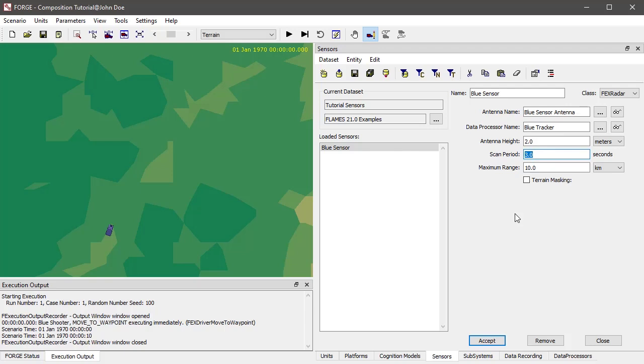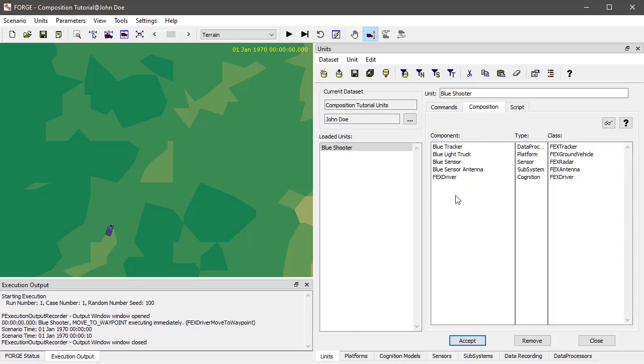What happens with those tracks that get formed by the data processor is they get stored in the data processor, and then a cognition model attached to the unit will go out and get those tracks and then use those tracks for making engagement decisions. And those tracks will also be sent via messages to other units. So we really can't see that yet because we don't have a cognition model on here that's even going to look at the sensor. Our ground vehicle driver doesn't do anything with sensors or data processors. It only works with the platform.